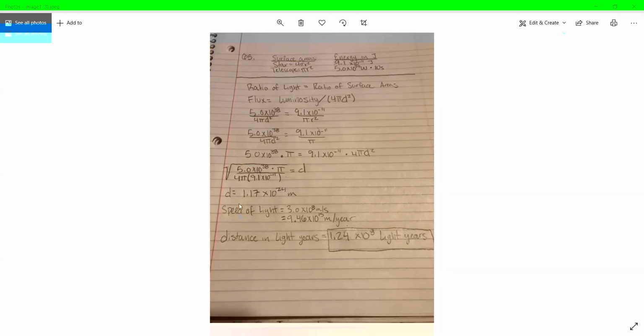And since we need this in light years, which is the distance that the light will travel in a year, we know that our speed of light is 3.0 times 10 to the 8th meters per second. And to convert that to years, you just multiply by 60 to get to minutes, 60 to get it to hours, 24 to get it to days, and then by 365 to get it to year. And then you can take your distance divided by your speed of light in meters per year, and you can see that the star is 1.24 times 10 to the 8th light years away from Earth.